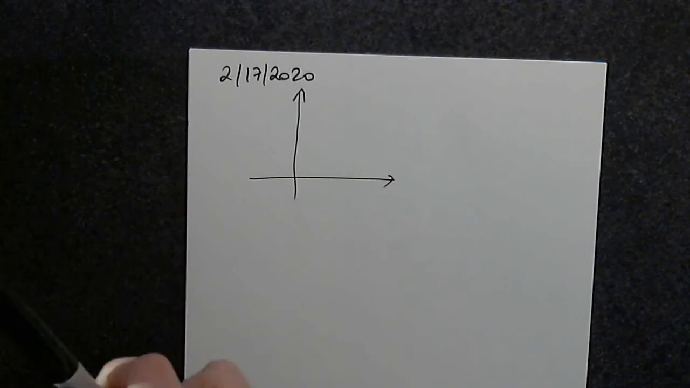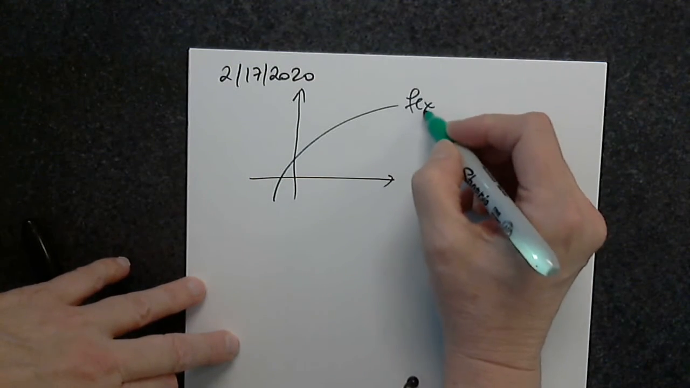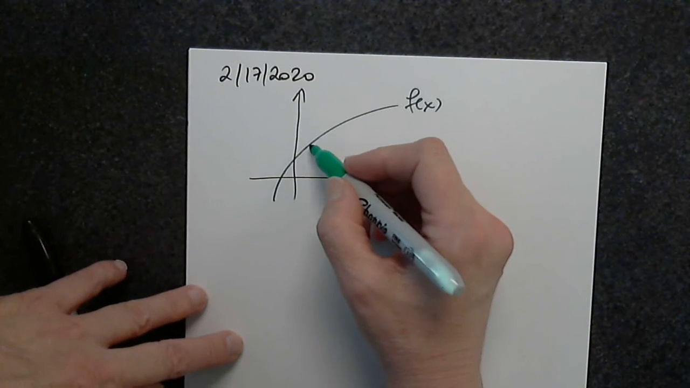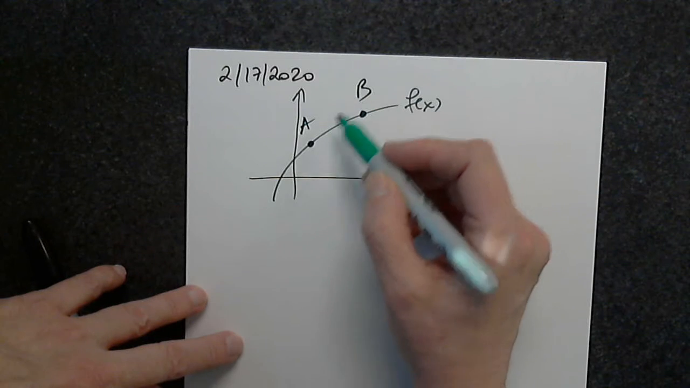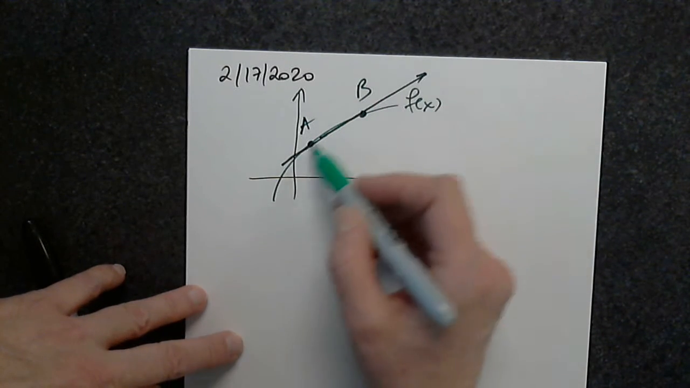Let's say this is a function. Would you agree that this is a function? Yes, very good. I'm going to pick 2 points, point A and point B. I'm going to draw a line segment through those.